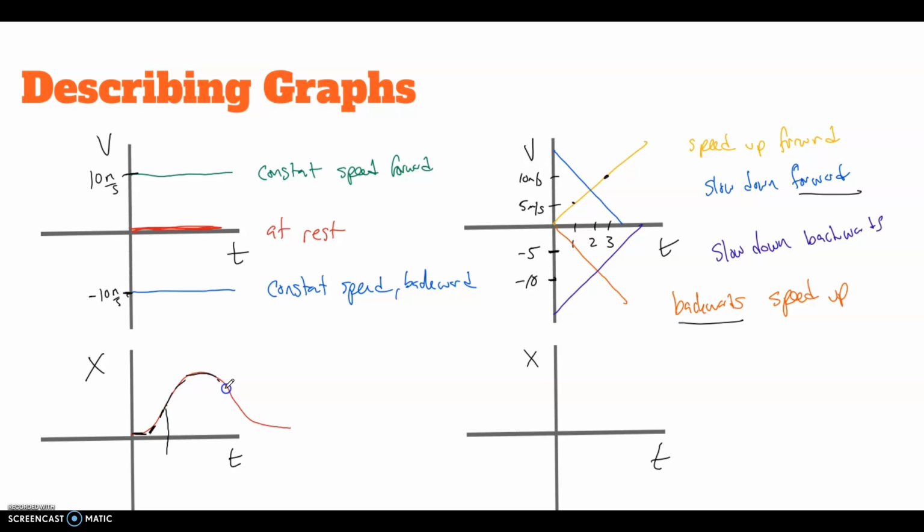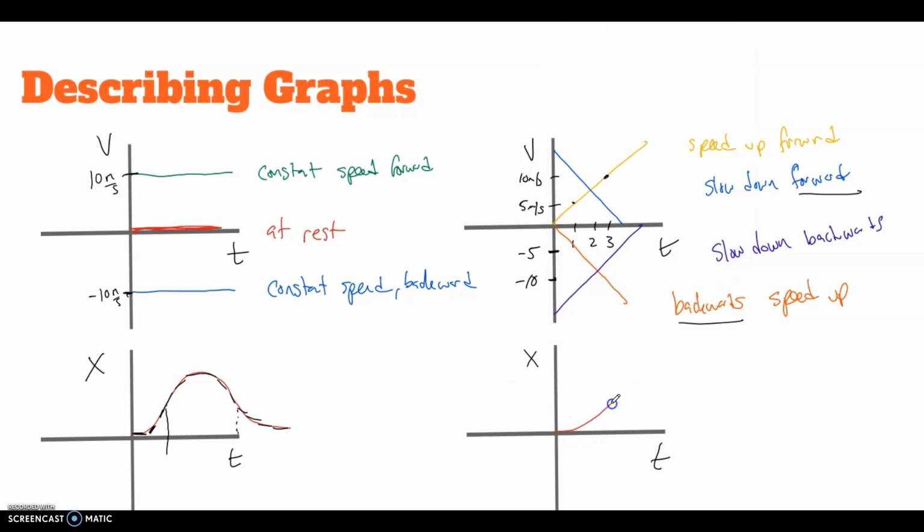That's only temporary though, because we can see the slope starts to become negative. The object has actually started moving backwards now, speeding up until about this point, and after that point the slope starts to flatten out again. The object is slowing down, still moving backwards until it ultimately returns to the starting position. This is kind of a nice combination of all of those graphs there.